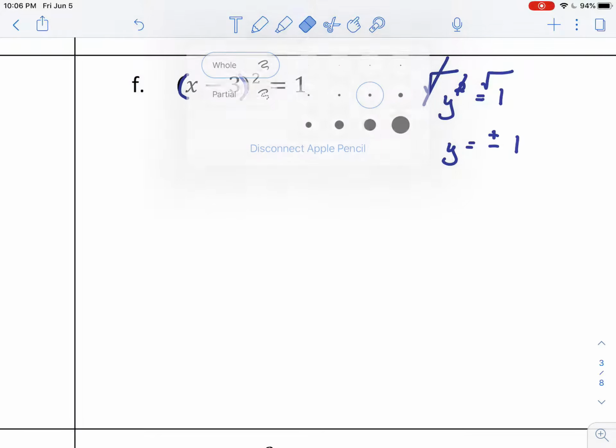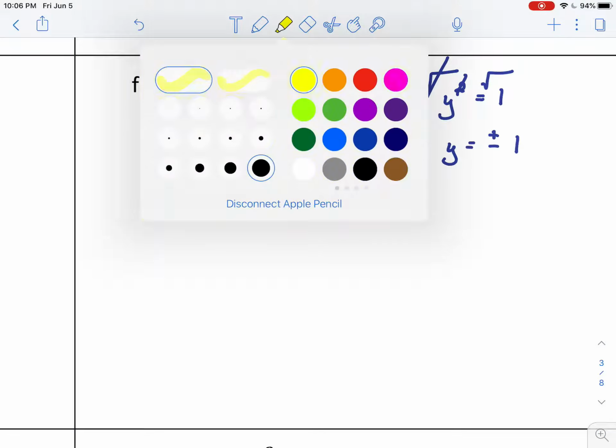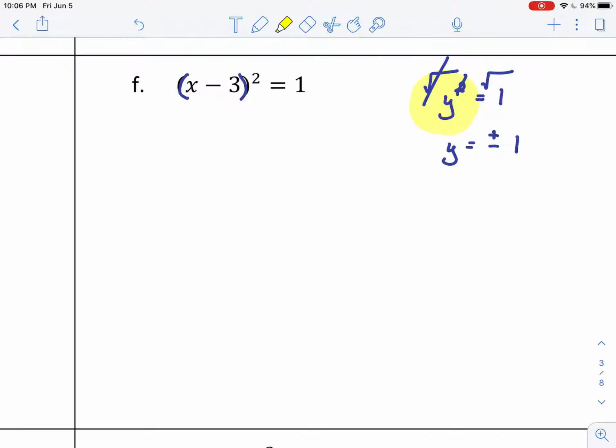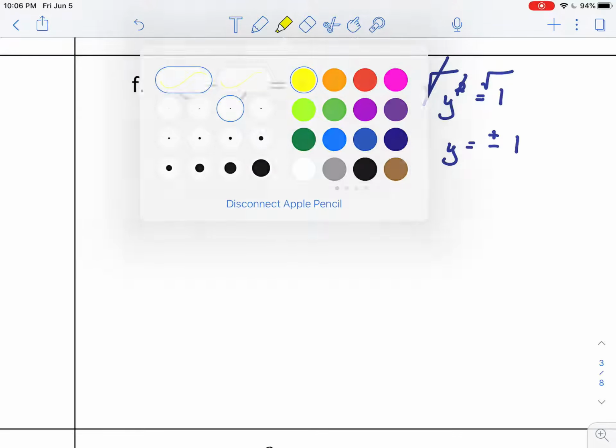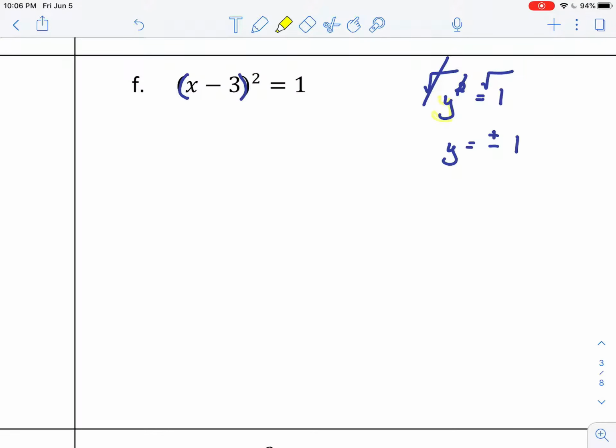Let me use a highlighter. Instead of this y here, it's actually all this jazz. But everything else works the same.